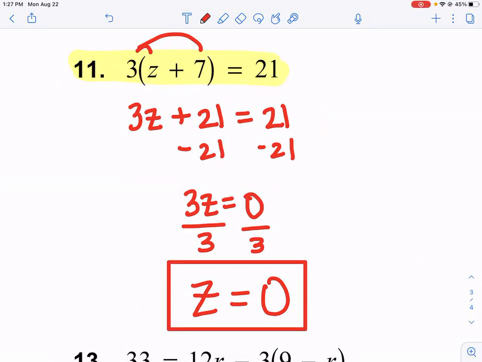Now, let's check our answer. Let's check our answer. So, Peyton W., if I plug in 0 for z, what is 0 plus 7 times 3? So does it work? It totally works. It totally works. Okay.